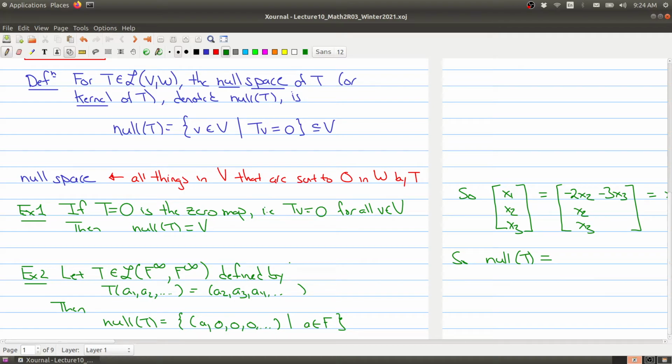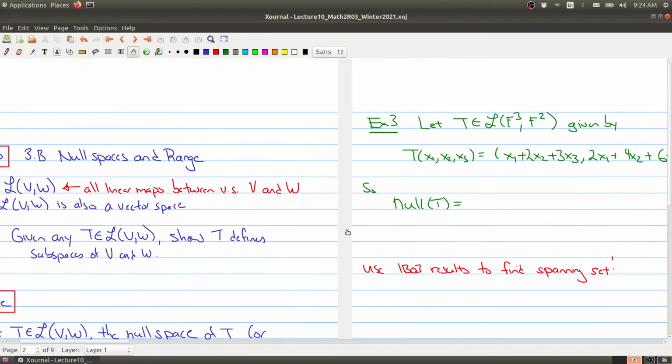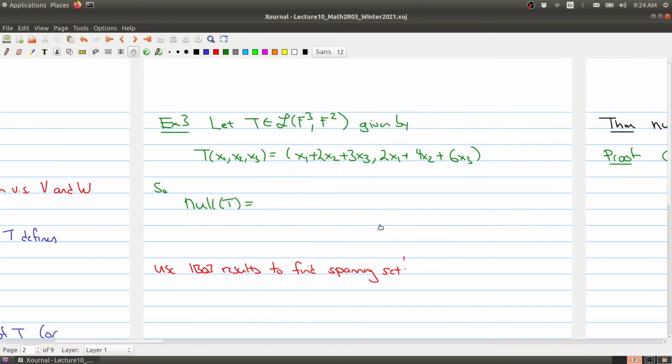And it's definitely not all of F infinity, right? So this is strictly contained inside of F infinity. What about another example? Okay, and so this example is kind of interesting because we see a connection to Math 1B03.